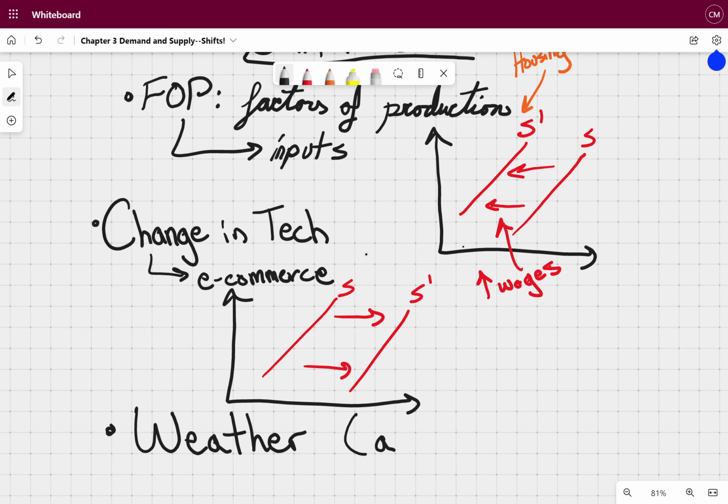And then the last one, two more, sorry. Number of sellers in the market. So as more people enter the market, there's just going to be more stuff provided at any given price. Right? So as the number of sellers increases, the supply is going to increase.